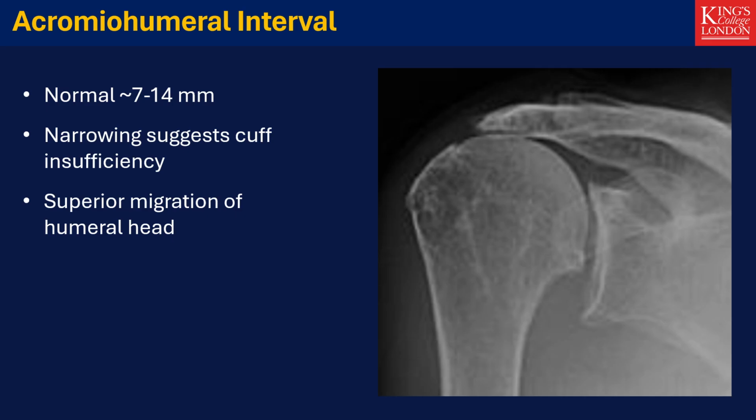On this AP projection, the acromiohumeral interval is markedly reduced. The humeral head is migrated superiorly and is abutting the undersurface of the acromion. This finding reflects chronic rotator cuff insufficiency. Note the remodeling and sclerosis of the undersurface of the acromion, indicating a long-standing process. This should not be dismissed as projectional if the film is properly positioned.